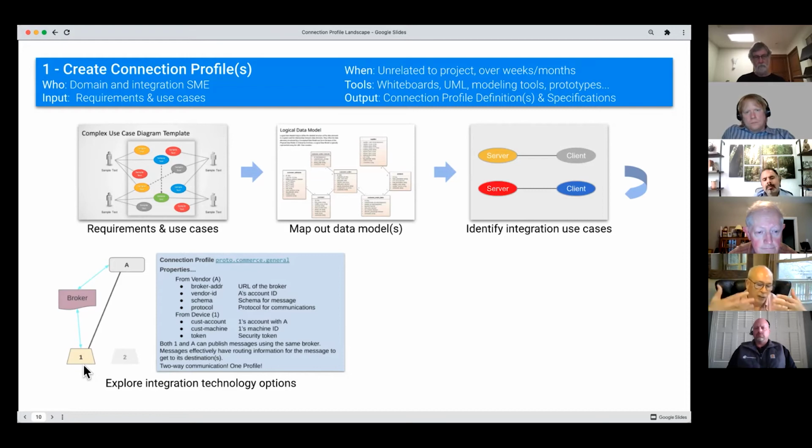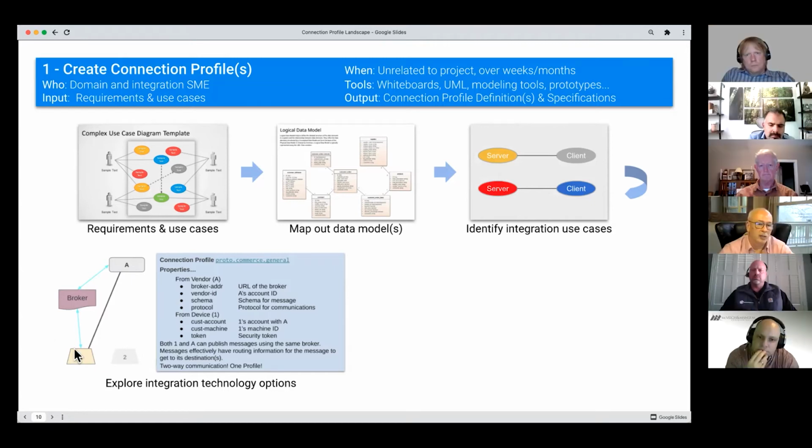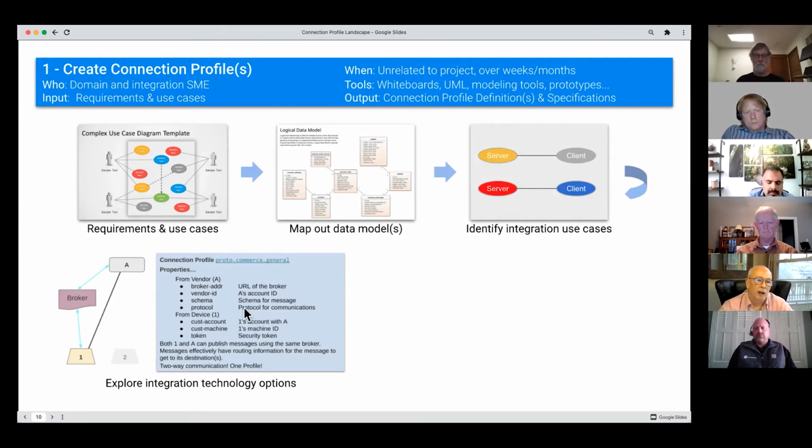Imagine you're system A and I'm system 1, and we need to communicate. What we'll end up doing is writing on a piece of paper: you need to provide this, you have this API, you need to use this protocol, this is the URL, this is the endpoint location, and I need to provide contextualization information about what the client's need is. Essentially the connection profile is full of properties that describe what each end needs to provide to make a connection happen between them.